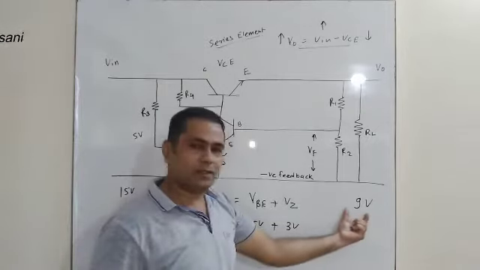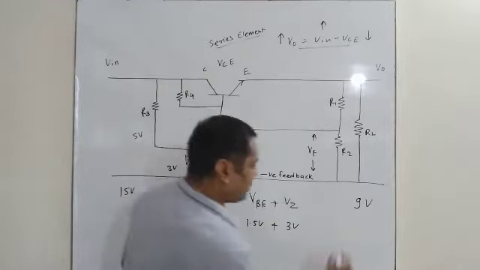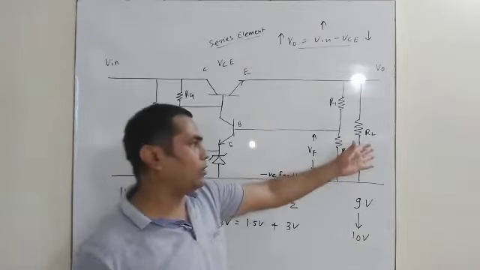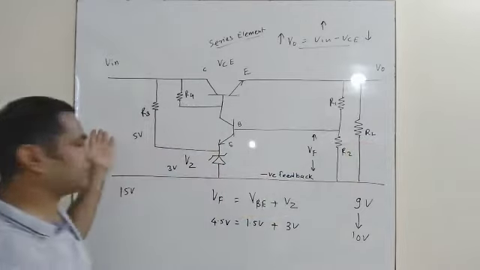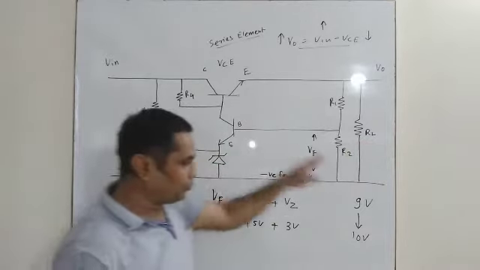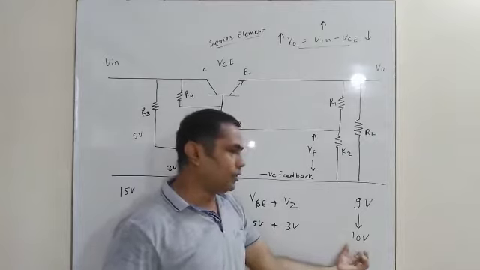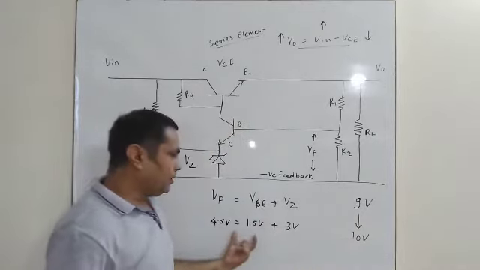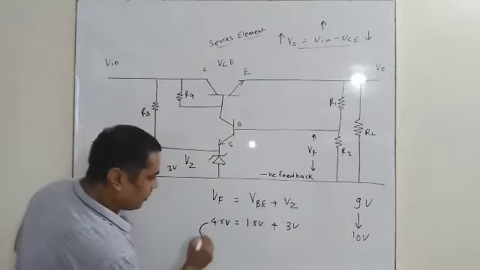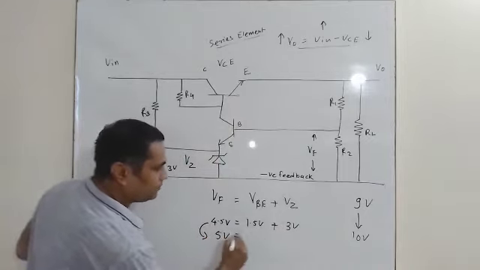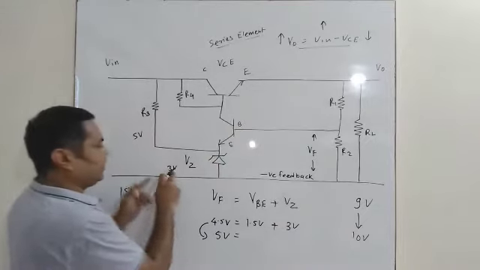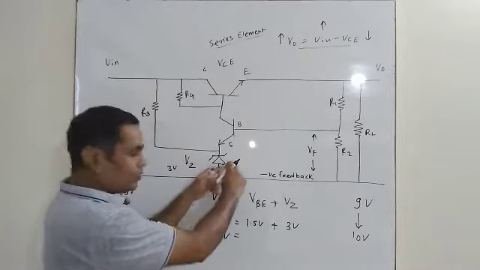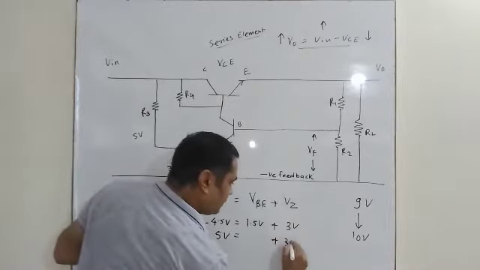If this voltage starts changing, suppose the load increases or decreases, or the line voltage fluctuates, and suppose the output voltage fluctuates by 1 volt, so 9 volt is becoming 10 volt here, then what will be the change? This 4.5 volt becomes 5 volt. The Zener diode voltage, 3 volt, will remain constant because the Zener diode is in reverse bias mode. So that is why this will be constant.